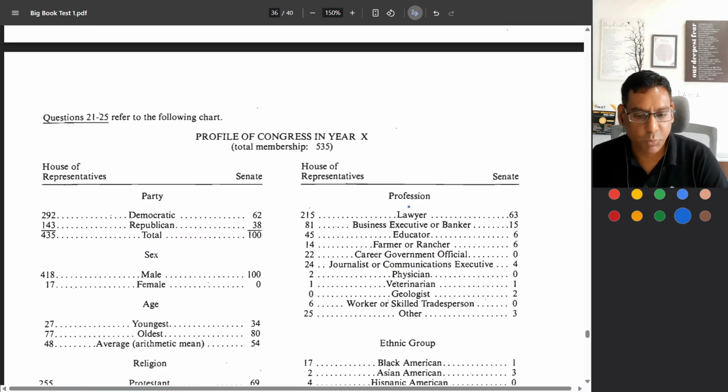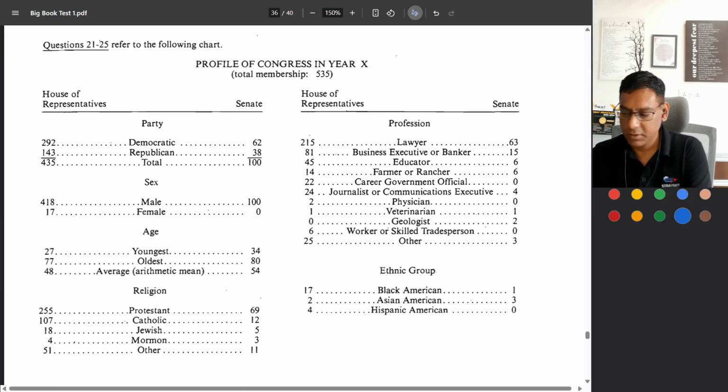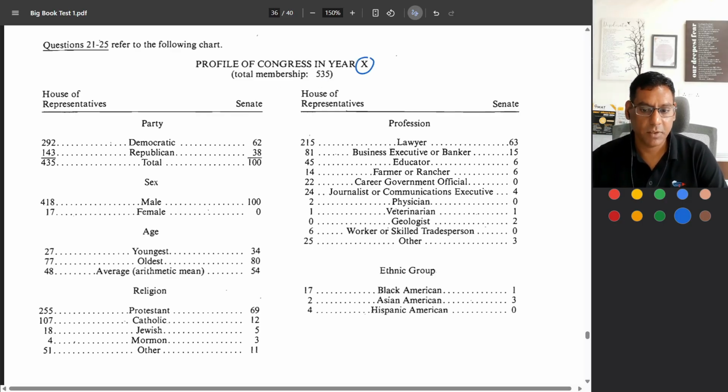Okay, now let's move on to this graph question. Questions 21 to 25. It's not a graph, it's a chart. Some numbers are given. Let's study the numbers. Profile of Congress in year X. Total membership 535. So they are talking about the US Congress. It's like the parliament. Congress has 535 members.